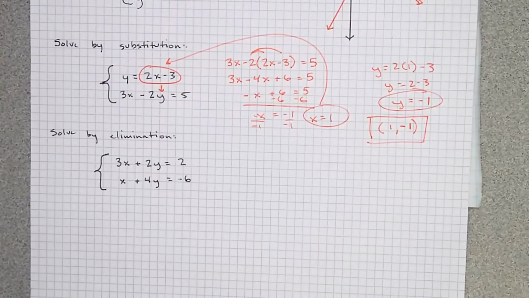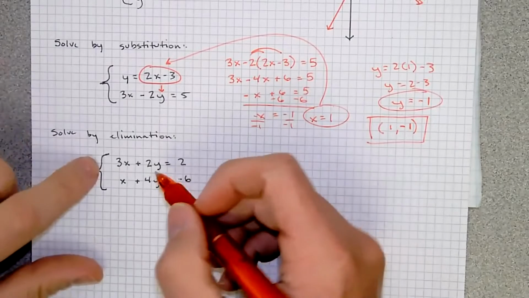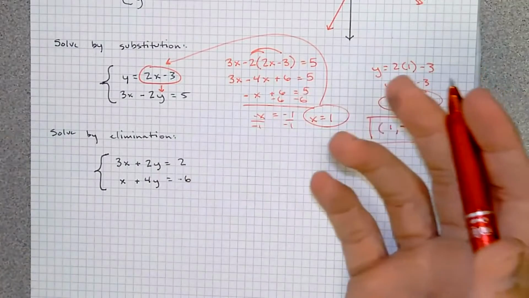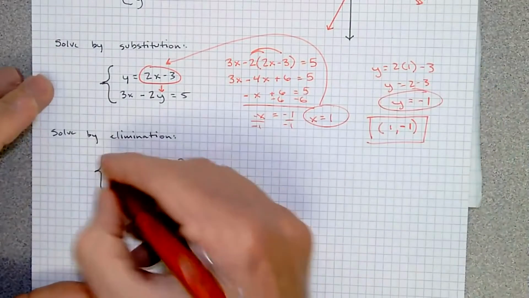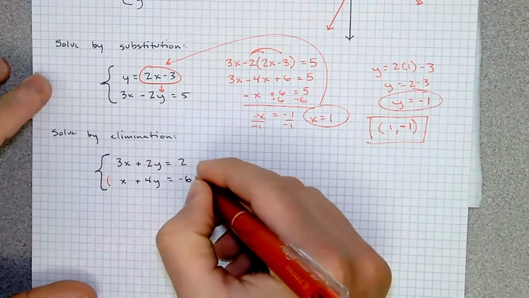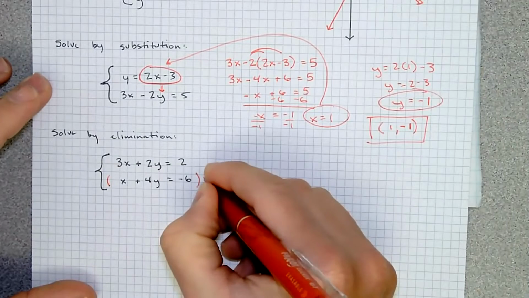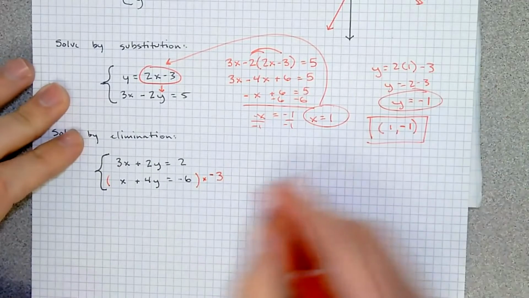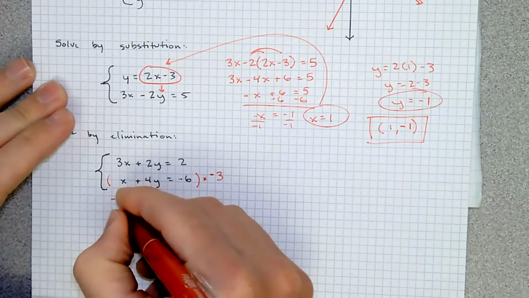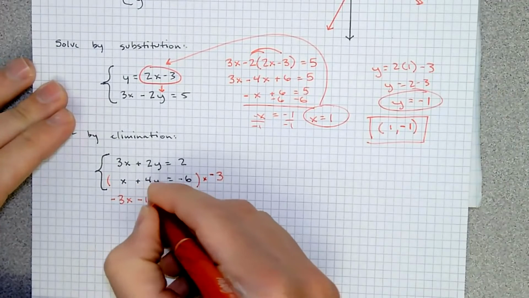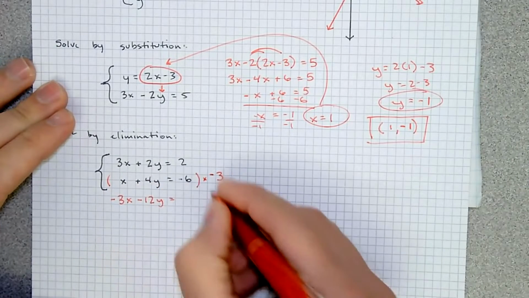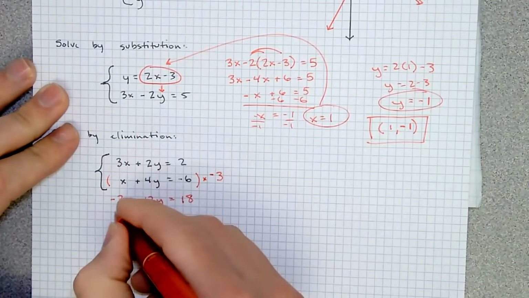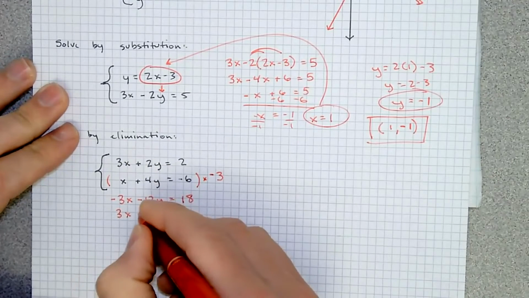Okay, then on the last one, we can either eliminate the x's or the y's. It doesn't really matter. Most people try to eliminate the x's, so it means we need to multiply this entire equation by -3. So make sure we do that. We get -3x minus 12y equals a positive 18 now. Copy down the first equation.